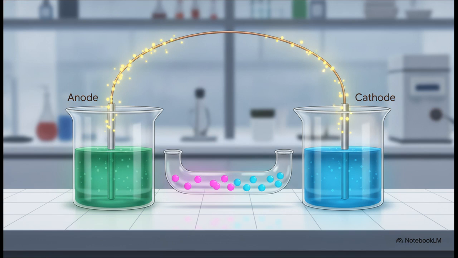The crucial takeaway here is that while electrons are flowing continuously through the wire from the negative anode to the positive cathode, the salt bridge is working behind the scenes to maintain the balance of ions in the solutions. Without that salt bridge neutralizing the charge buildup, the whole reaction would shut down almost instantly.